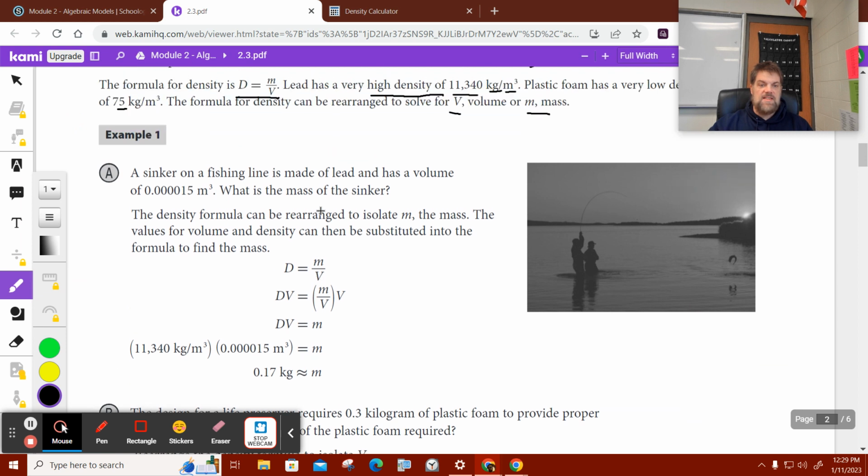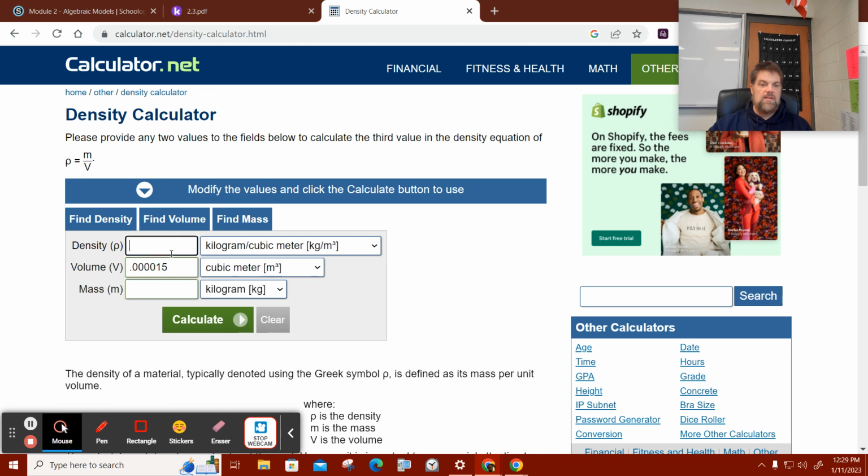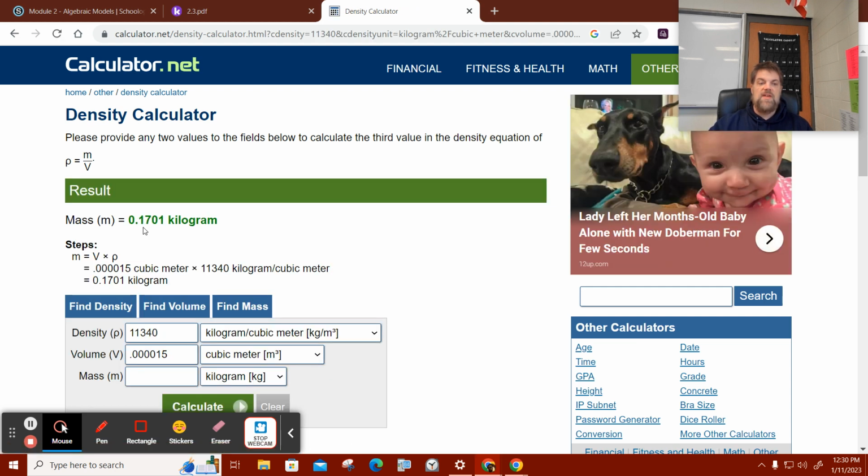And then they tell us the density of lead is 11,340 kilograms per cubic meter, so it's 11,340, right? This calculator automatically changes the formula and solves for mass. So when I hit enter, it'll tell me that my answer should be about 0.1701 kilograms. Notice that it starts with density is equal to the mass divided by the volume. The first step it did was rearrange the formula and solve for M.